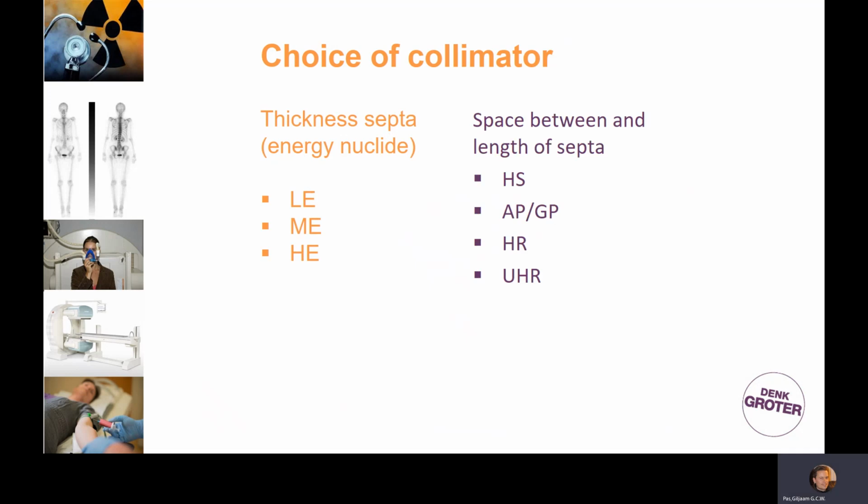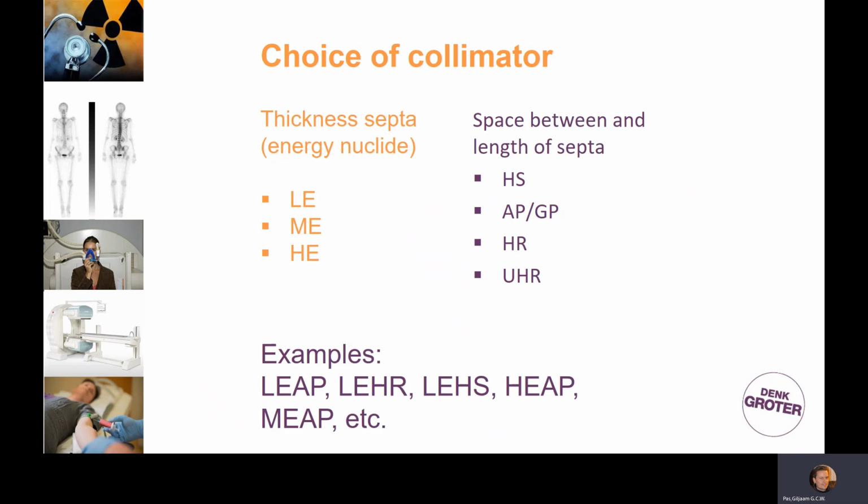And then we can determine if we want a high sensitivity collimator or a high resolution collimator, for instance. And these have certain characteristics, namely the space between and the length of the septa. So a high sensitivity collimator means that your septa will be very short and the space in between the septa will be very large. If you have a high resolution collimator, the length of the septa will be very long and the space in between the septa will be very tiny.